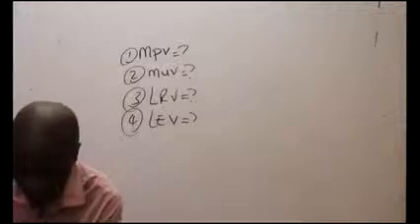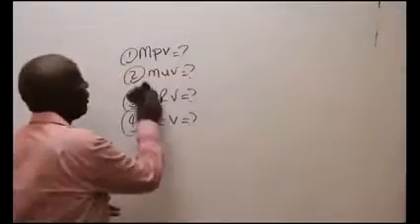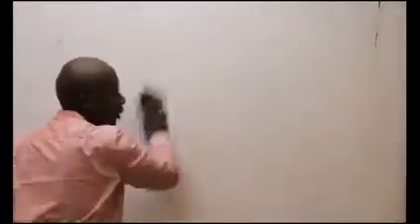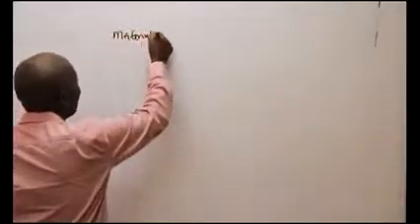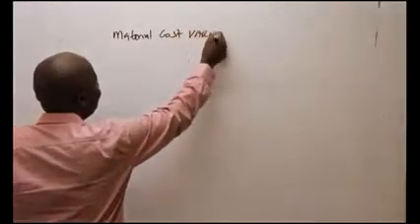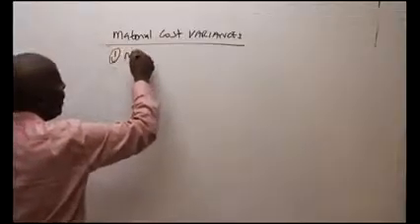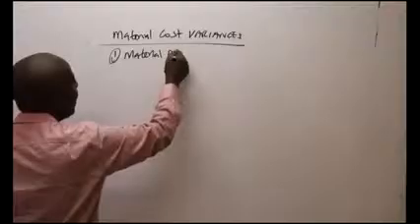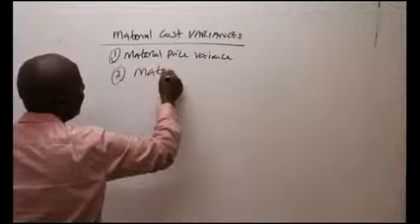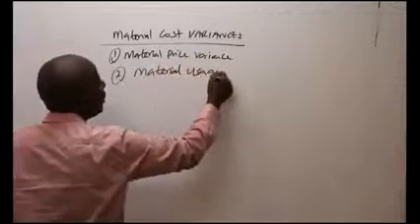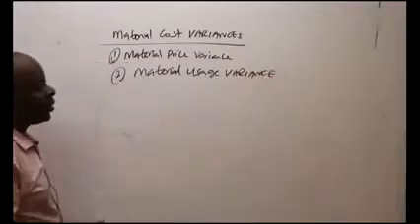Our first class where we were doing variances, so then that means that I need to start afresh with material price variance. I have to do this, material price variance. So right there, material cost variances. We have two of them. We have the material price variance, and then number two, we have the material usage variance.